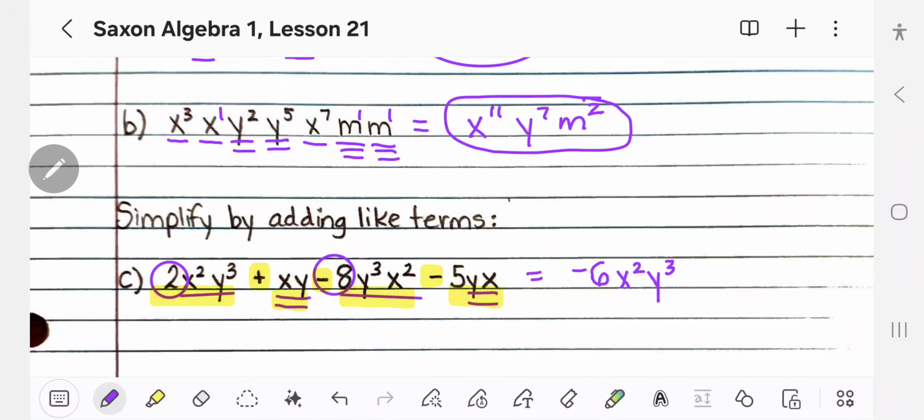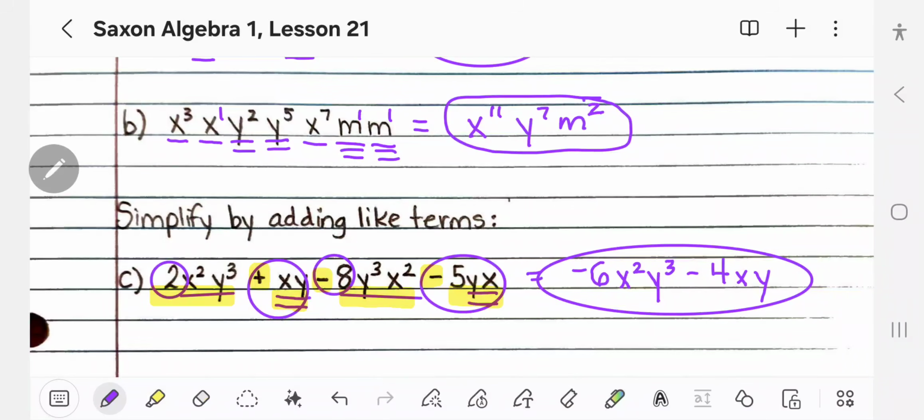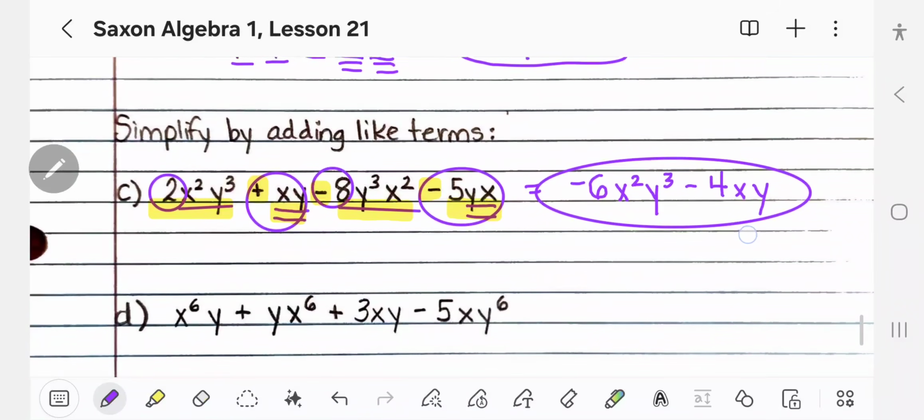And then I'm going to have another term here. I've got 1 of these, and then I've got minus 5 of these, which is going to be a negative 4 of these. So your answer is negative 6 x squared y cubed minus 4xy.